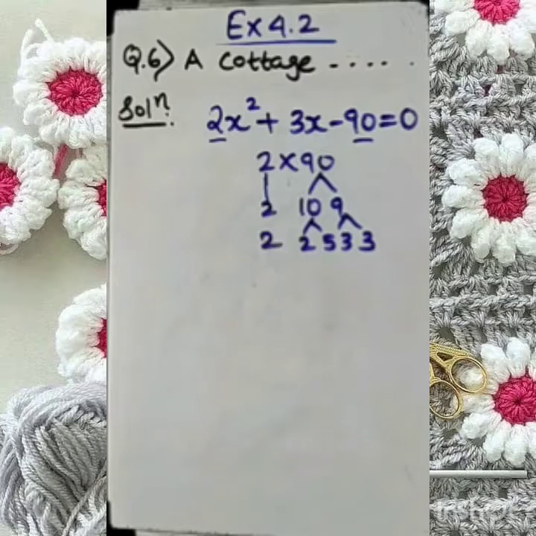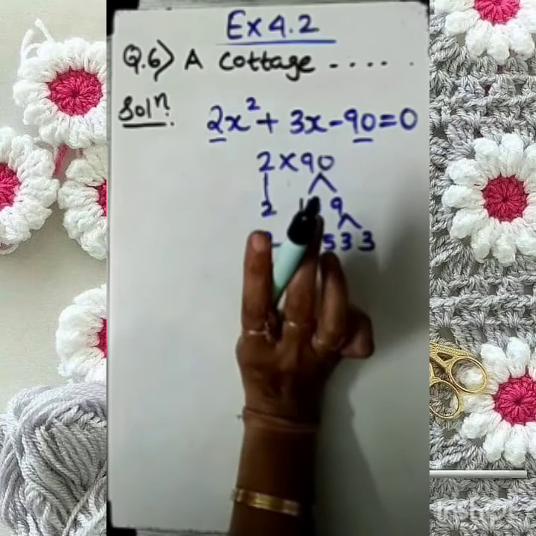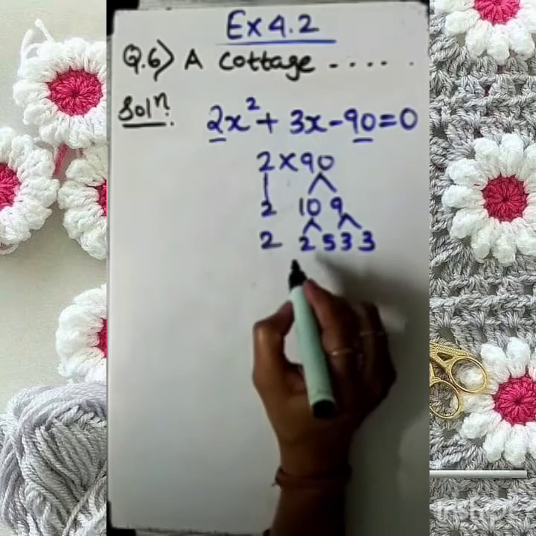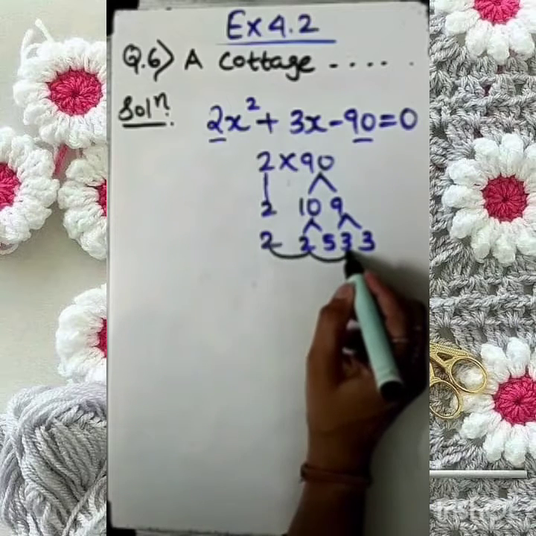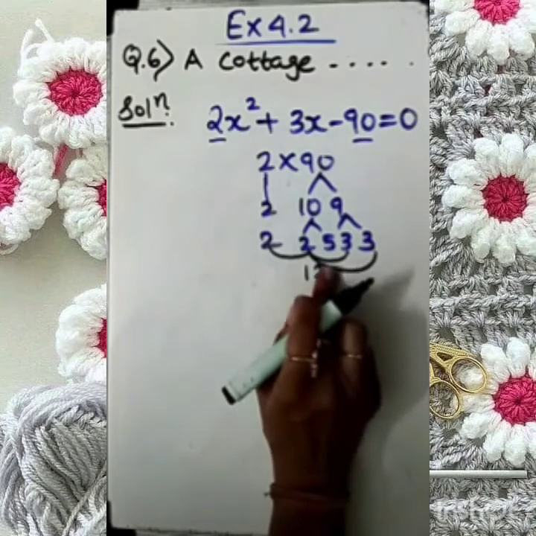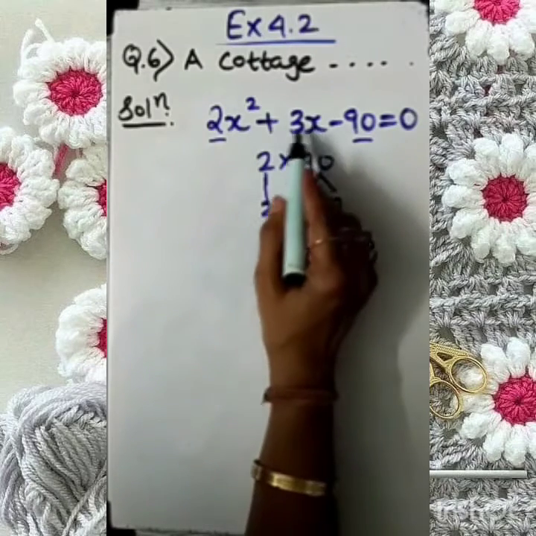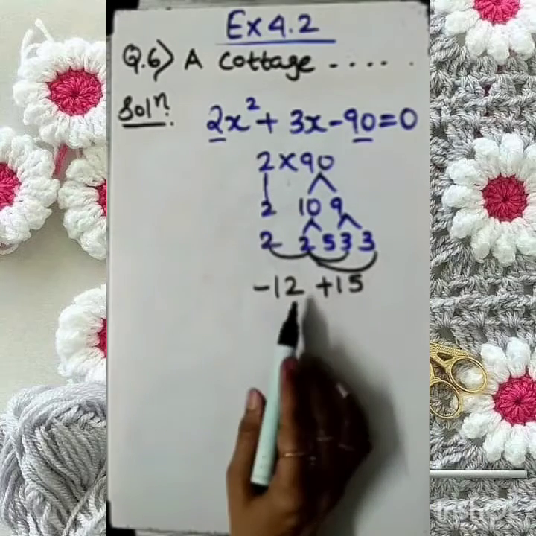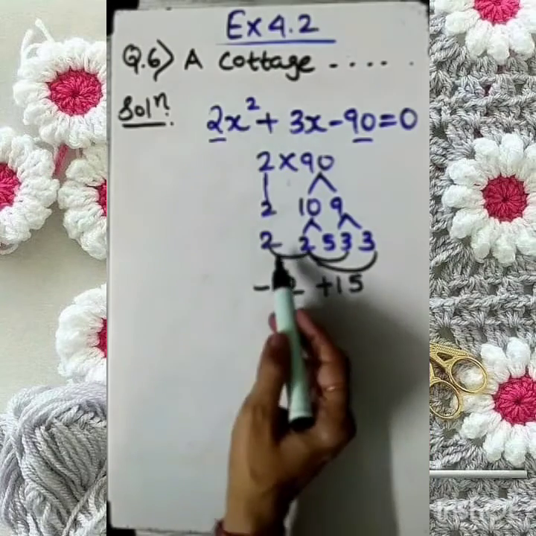Now let me try to arrange them in such a way that their difference should be 3. This we need to get, okay? So I am arranging them this way: 2 twos are 4, 4 threes are 12. Agree? This is 12, and 5 threes are 15. So I need the factors 12 and 15 because the difference should be 3. The bigger number's sign should be plus and the other minus: plus 15 minus 12 gives plus 3. This is how we need to arrange them.